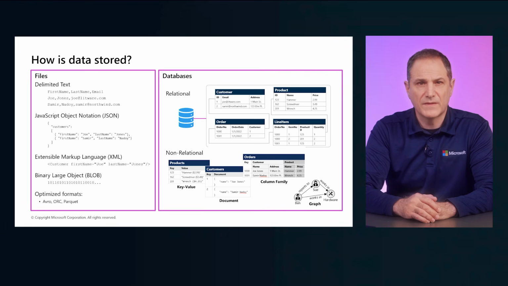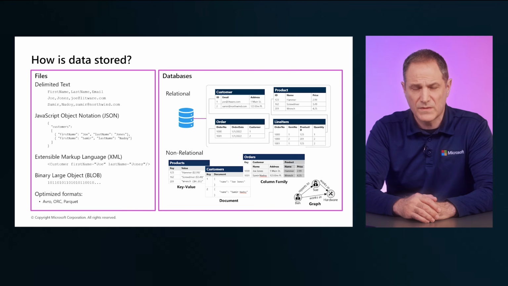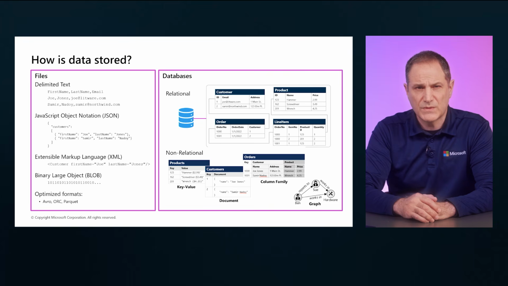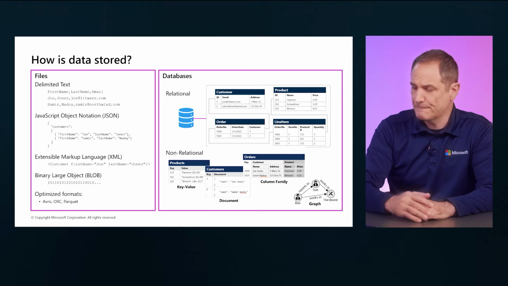Column family databases group related columns together so that queries can read just the relevant families. And graph databases store data as nodes with relationships, designed for scenarios where connections between things matter the most. These systems are often called NoSQL databases. Even though some of them support SQL-style querying, the set of formats and database types gives organizations the ability to store data in the way that fits its shape, size, and purpose.